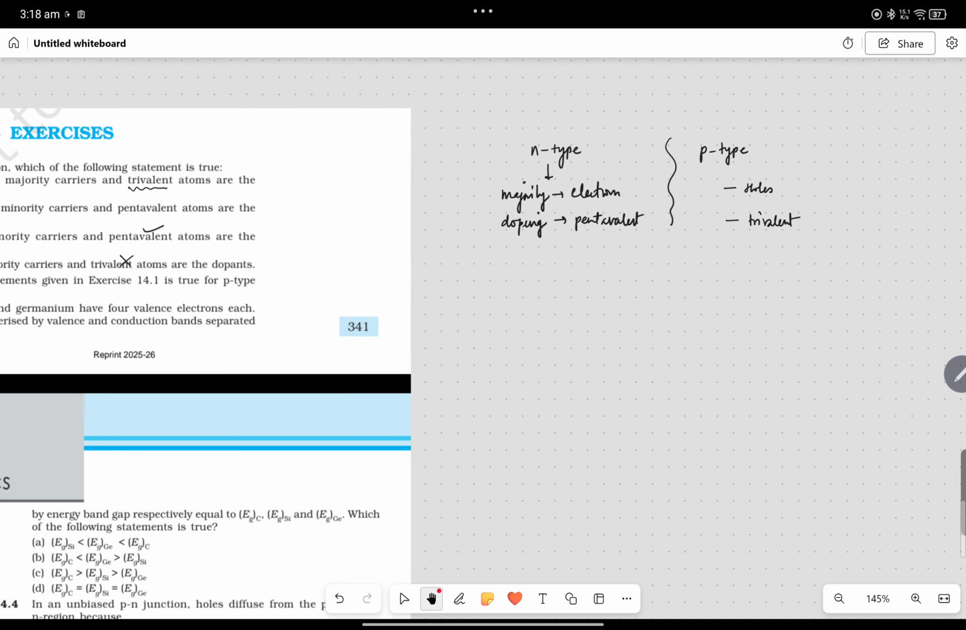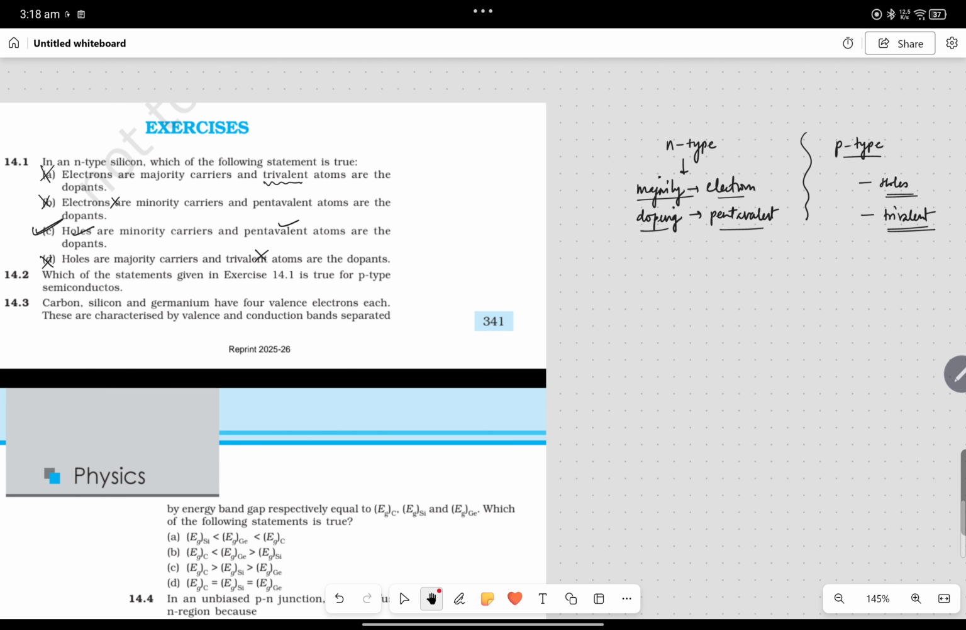So you have to basically know this difference, that n-type majority is electrons and doping is done by pentavalent atoms having 5 valency, and in p-type majority is holes and the doping is done by trivalent atoms, right? So this is the basic difference.